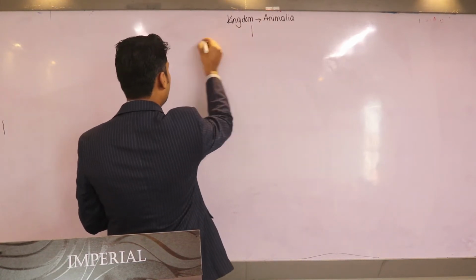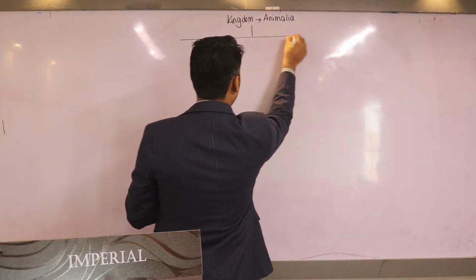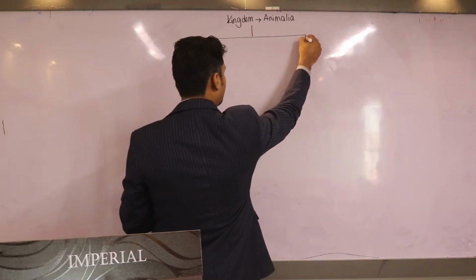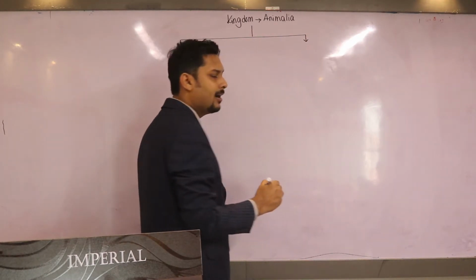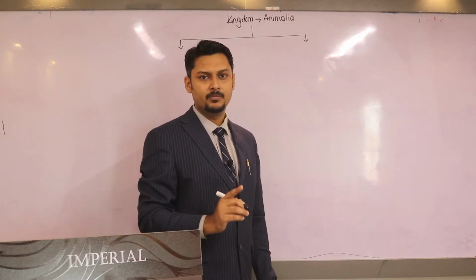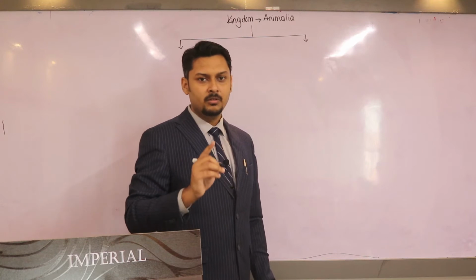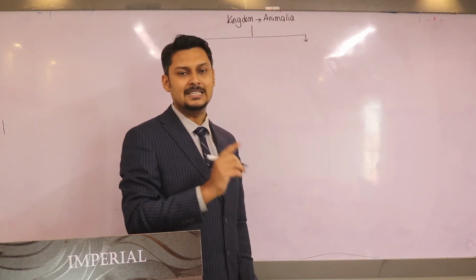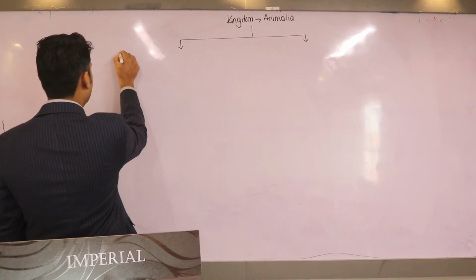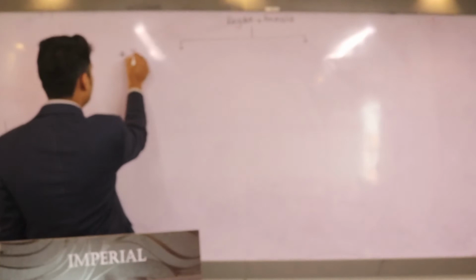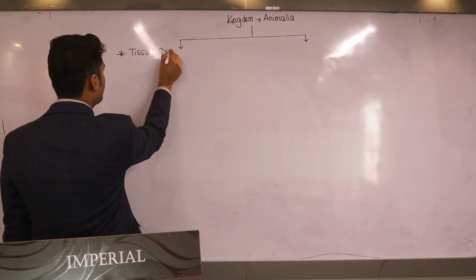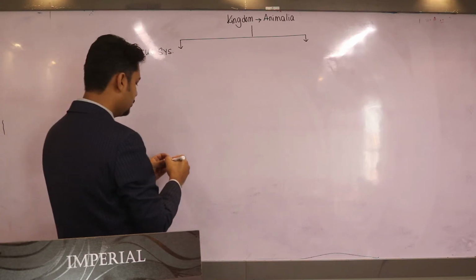So kingdom Animalia, in your syllabus, whatever the animal, all are multicellular. Remember this, all animals are multicellular according to R.H. Whittaker's 5 kingdom classification 1969. So kingdom Animalia is basically divided on the basis of tissue system.